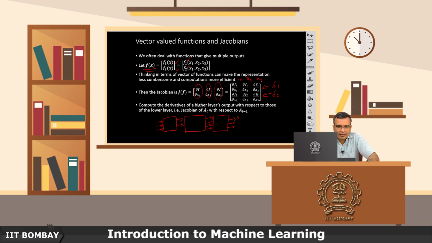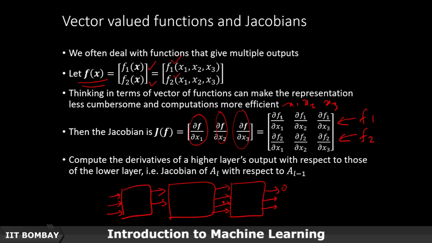So here we get a 2 by 3 matrix, where your rows are defined by the dimensions of the output, and your columns are defined by the dimensions of the input. This is the concept of a Jacobian. Now think about it: if you have 3 outputs and 4 inputs to this layer, what dimension is the Jacobian going to be? It is going to have 3 rows and 4 columns.